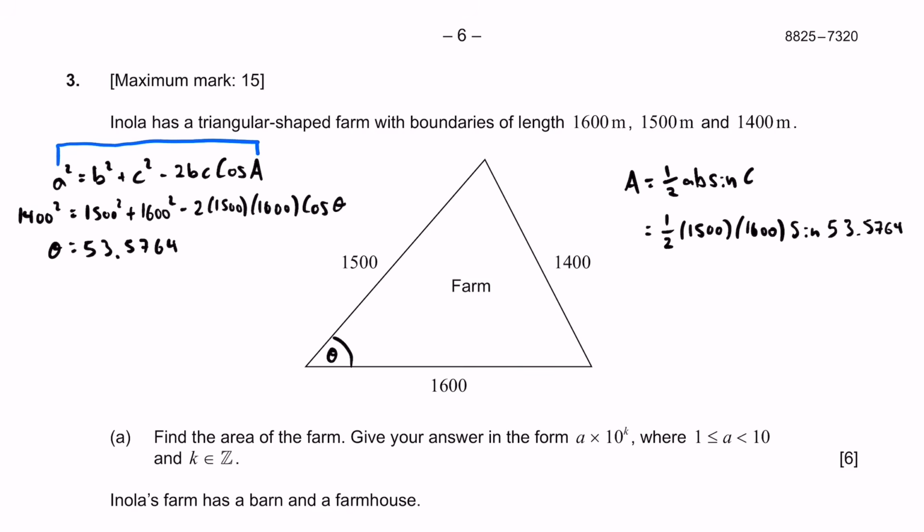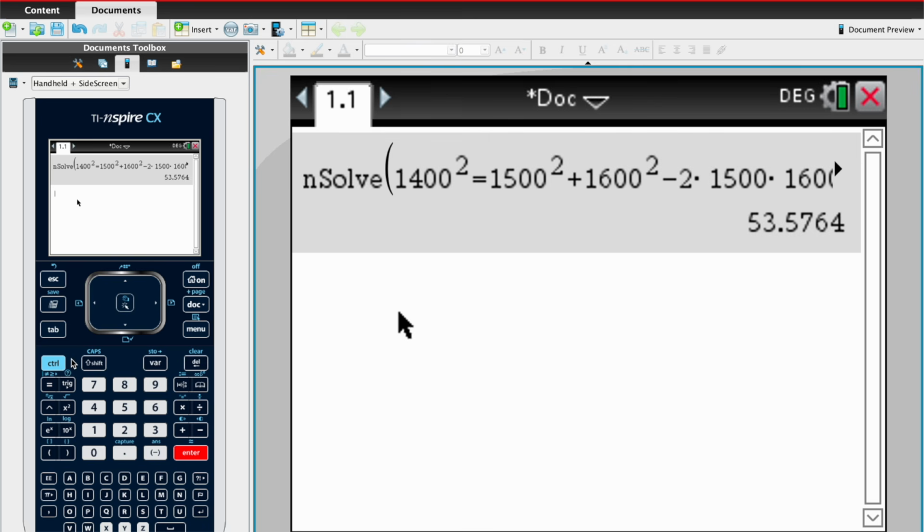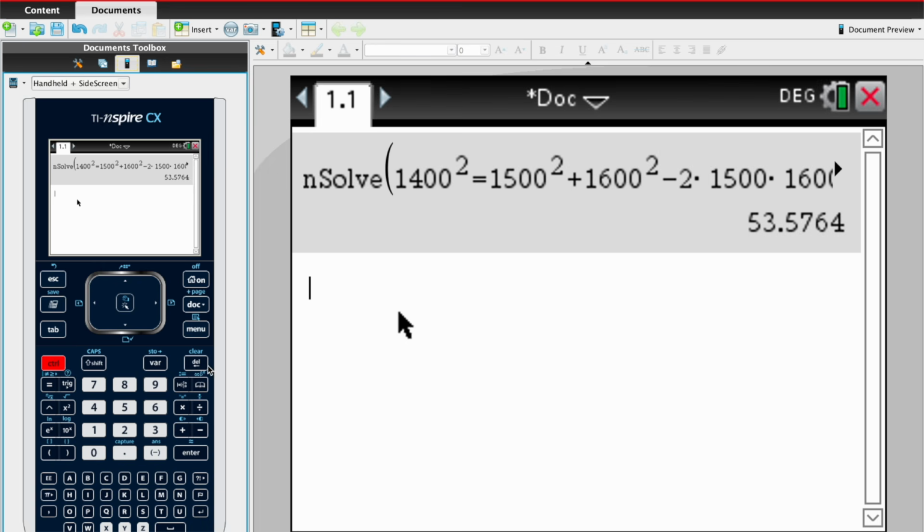All right. So once again, two side lengths and the angle in between. Let's go ahead and solve this on the calculator. So here we are. Open up the fraction. So 1/2 a, b, then we have sine C.